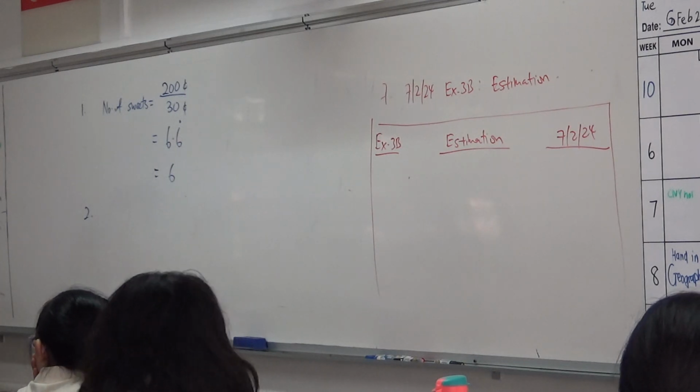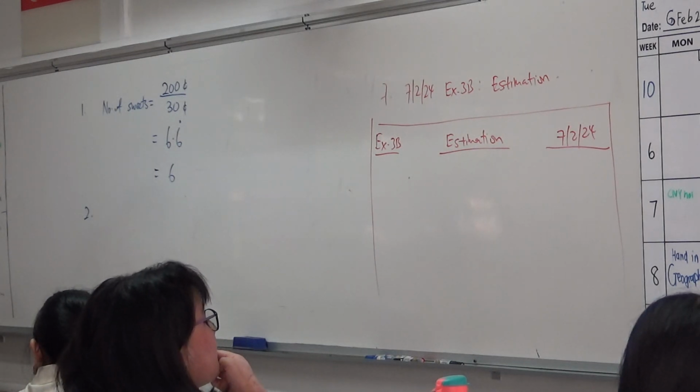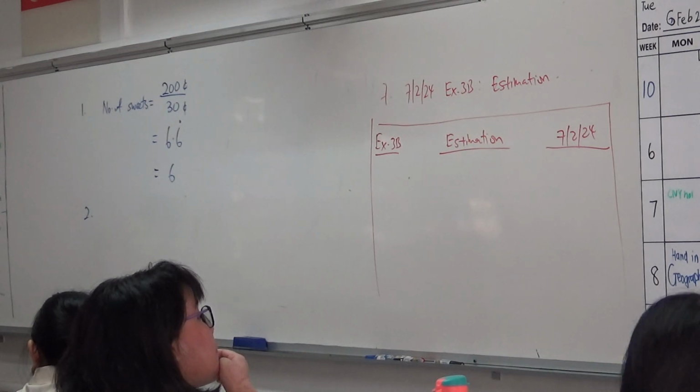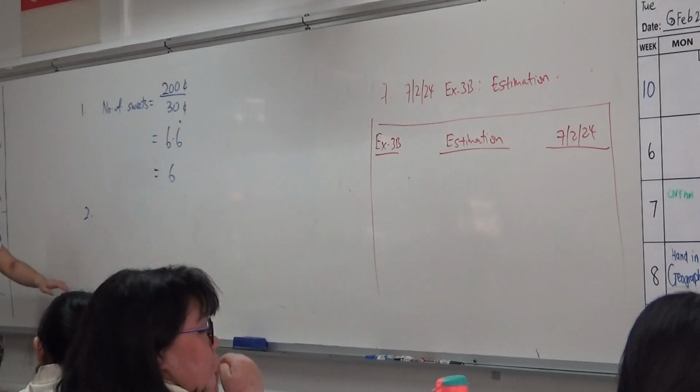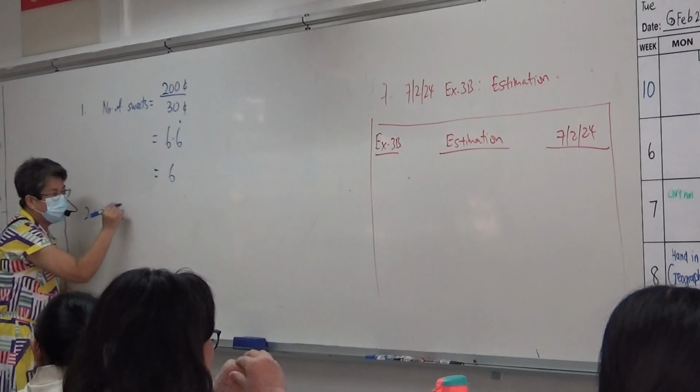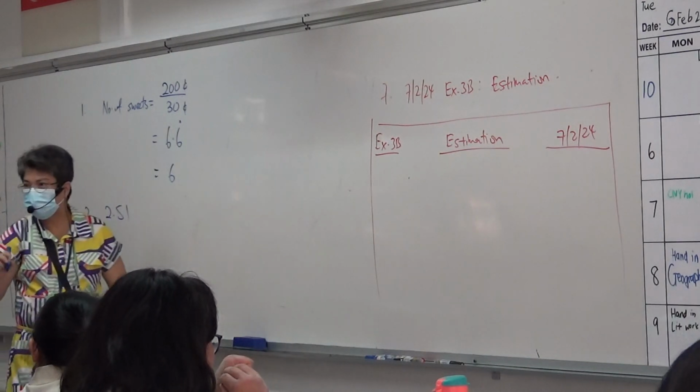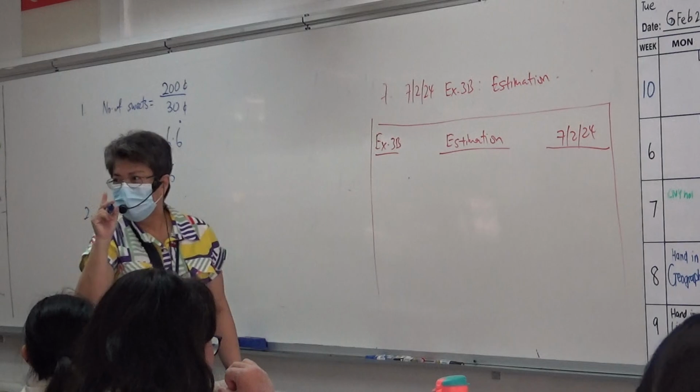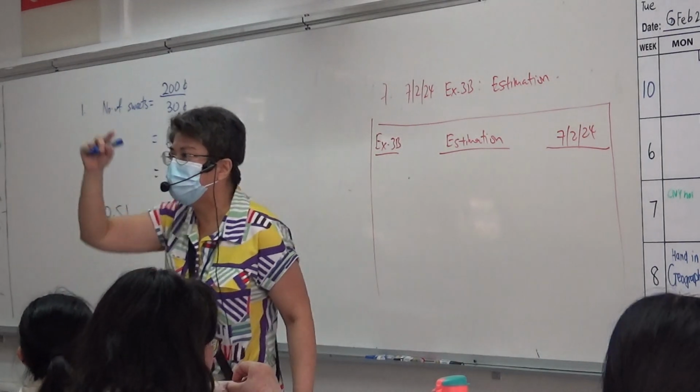Okay, I want all of you to look at the question again. Don't show your answer. I want the incorrect answer. This is 2.51. Do I use 2 or use 3?